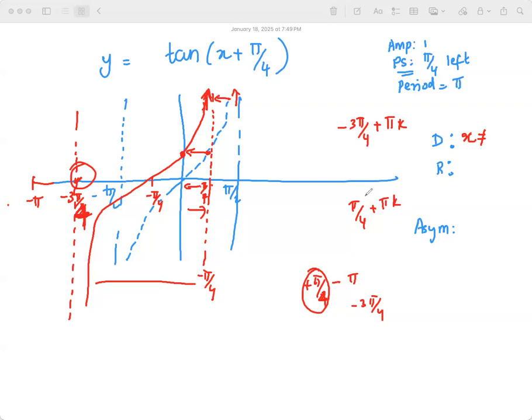Why is it pi k, Nitin? First, I have to write what are the asymptotes. Asymptotes are x equal to first asymptote, pi by 4 plus pi k. Now, the domain is x not equal to pi by 4 plus pi k, because at those points we have asymptotes. Range is easy. Minus infinity to infinity. Range of a tan graph is easy whatsoever. Am I on board with all of you?